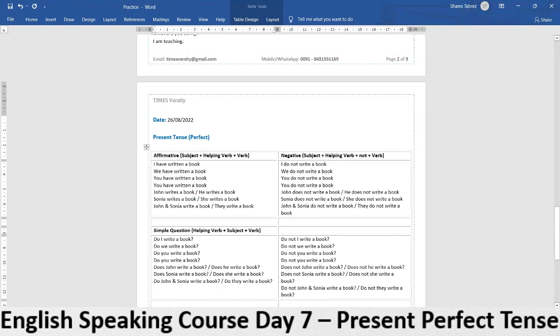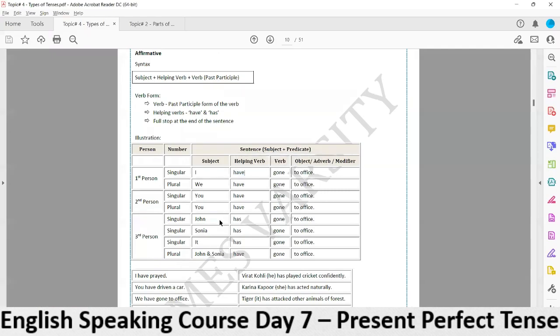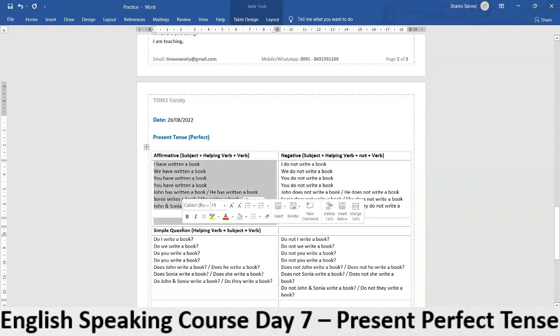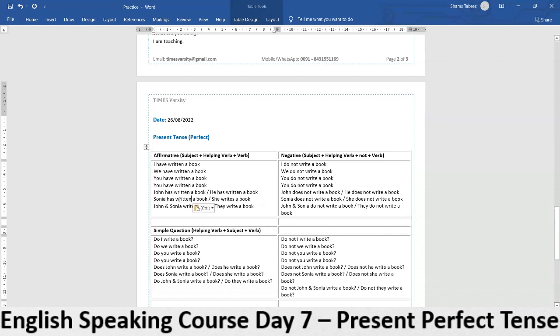John has written a book. Perfect. Because for the third person singular, the helping verb has is used. So instead of have, has. John has written a book. Then here also, he has written a book. What about Sonia? Sonia has written a book, and she has written a book.